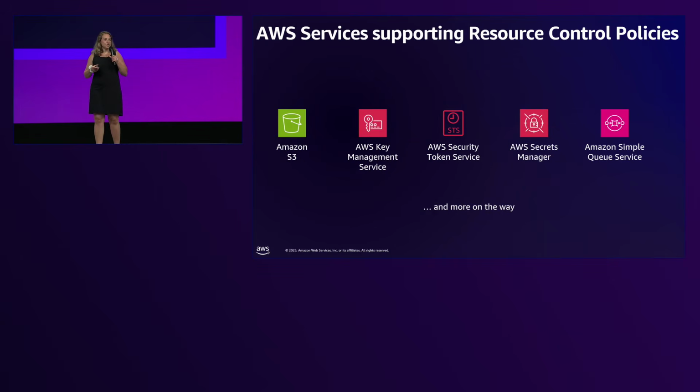As of today, resource control policies are supported by these 5 AWS services. You can see S3 is right up here, but also a few other resources in AWS that our customers have told us is a priority. What all of these resources have in common is they're all resource types in AWS that are by design shareable across accounts. They all have a lot of use cases that make it very compelling for them to be used across accounts, like a key in KMS.